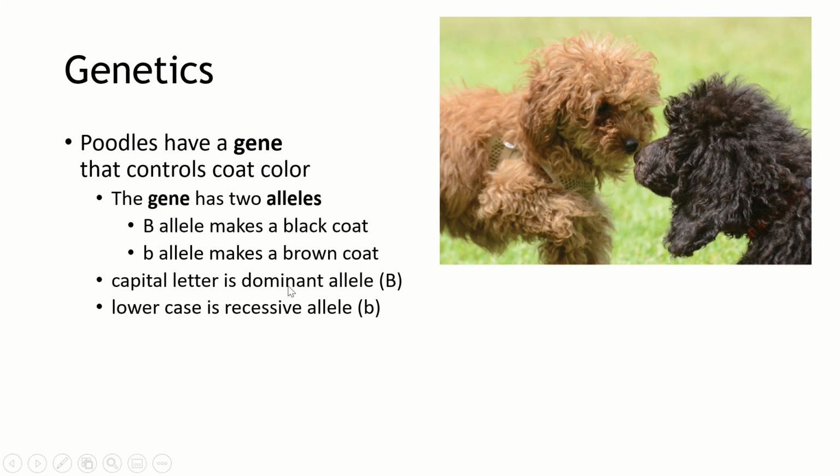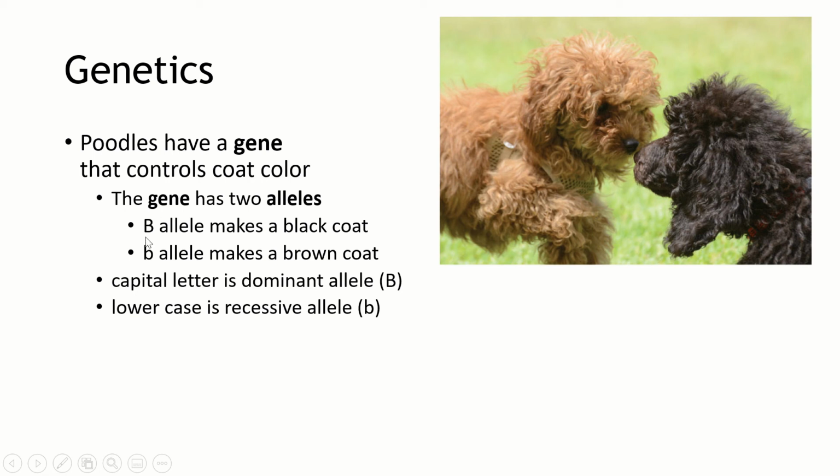so let's talk about this. Okay, so an allele is a variant of a gene. For example, these are two adorable poodles. Poodles have a single gene that controls what color their fur is, their coat color. And that gene has two alleles. So one allele makes a black coat, one allele makes a brown coat.